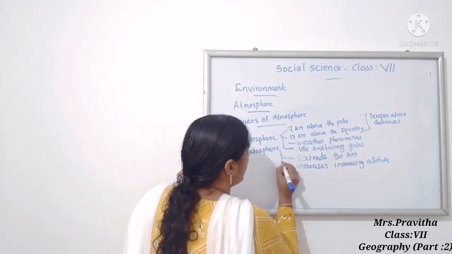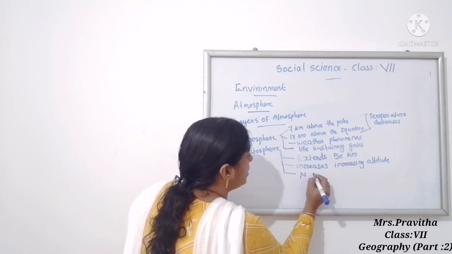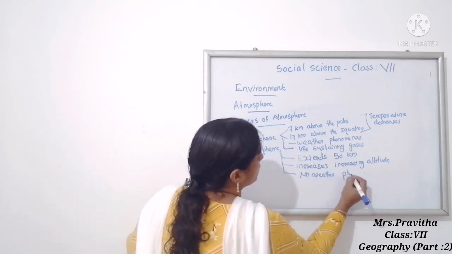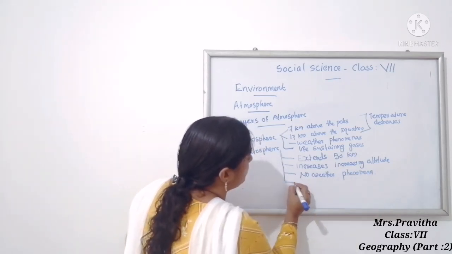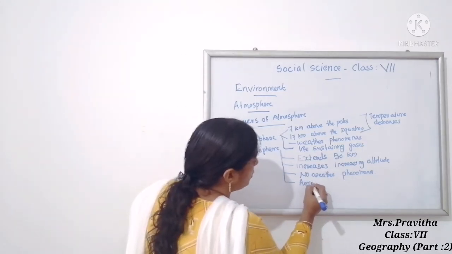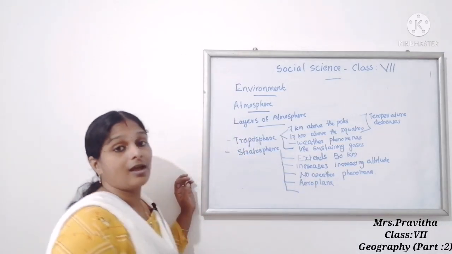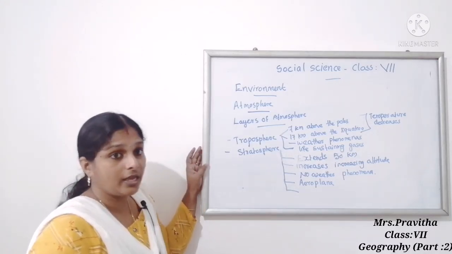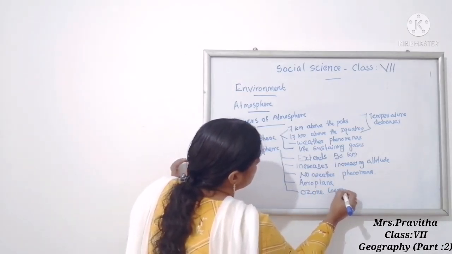Temperature increases. Okay, so next point you want to know, no weather phenomena are taking place in this layer. So this layer is ideal for playing aeroplane. Okay, next point you want to know, this layer has the ozone layer. In which layer of the atmosphere is the ozone layer? Stratosphere. So these are the main points about the stratosphere.